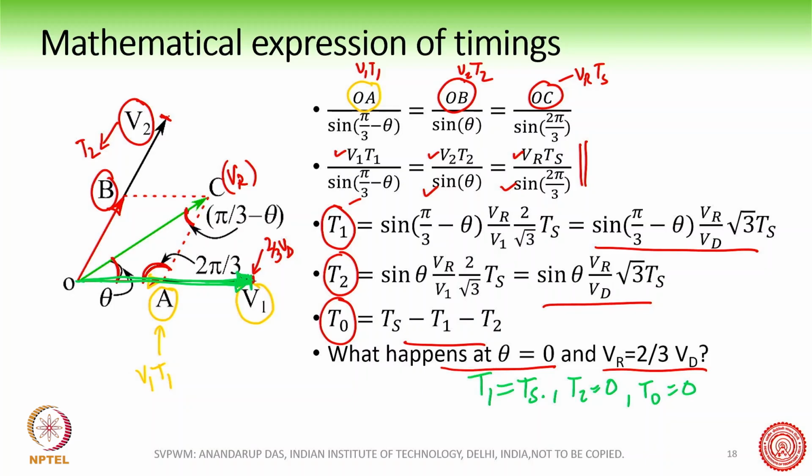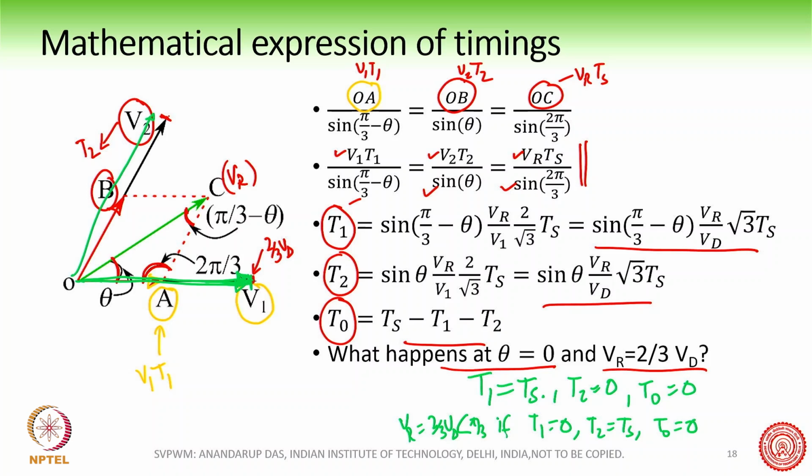Okay, and similarly if T2 is equal to Ts and T1 and T0 are equal to 0, then VR will be equal to 2/3 VD at an angle of pi by 3. Okay, you can understand from it. So if now I give the whole weightage to T2, then the resultant vector will move on this one.